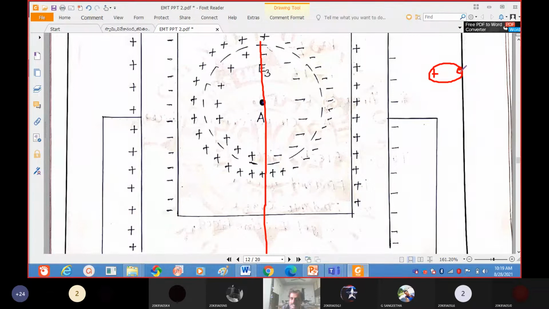That means the resultant charge is accumulated on each side. The resultant positive charge is accumulated on this side, and the resultant negative charge is accumulated on this side. Like that, if you take any atom, it will act as a dipole.